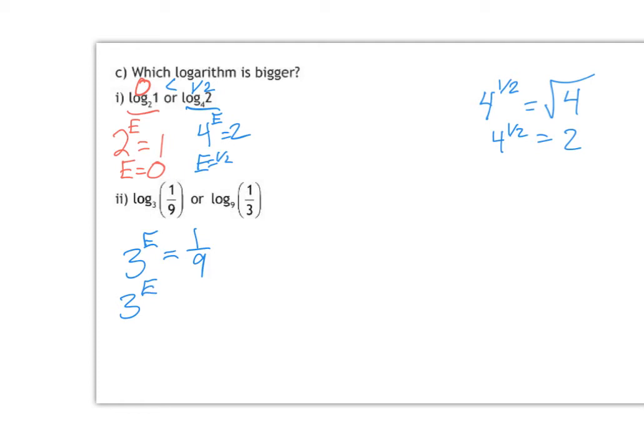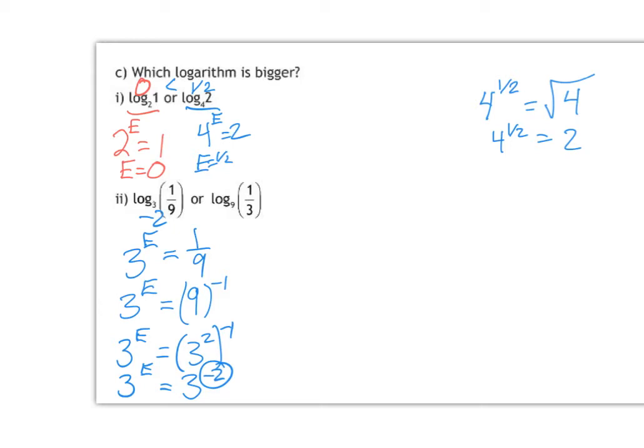The first thing I'm going to do is to rewrite this as 9 to the negative 1, because we know that negative exponents flip things. They're reciprocals. The next thing I'm going to do is to rewrite the right side, as 9 is the same as 3 squared. So we get something that works really well for us. 3 to the e is equal to 3 to the negative 2. Therefore, e is negative 2.